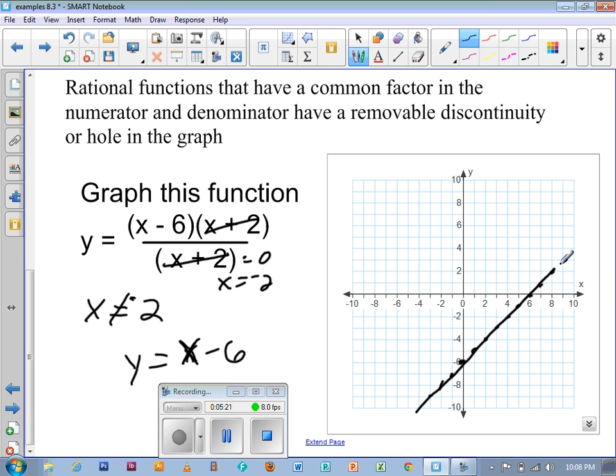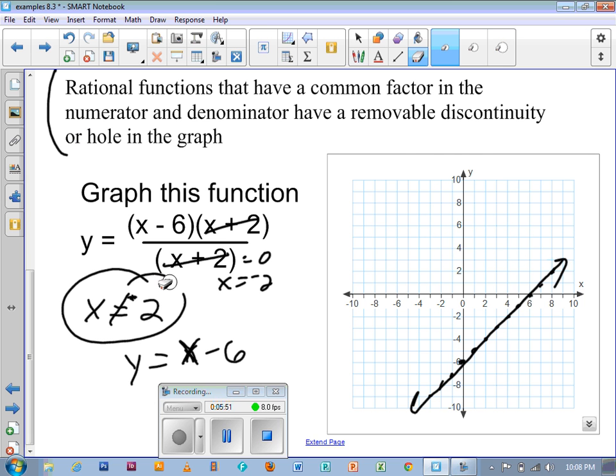But what we have to be concerned with here is that in the initial function, x could not be a -2. That is what we call a hole. We have to honor the fact that the original rational function, x could not be a -2. So the definition up here says this: a rational function that has a common factor in the numerator and denominator will have removable discontinuity, or a hole in the graph. The hole in this case occurs at -2. Let me write it out a little bit nicer here. Yeah, the hole is going to be at -2.